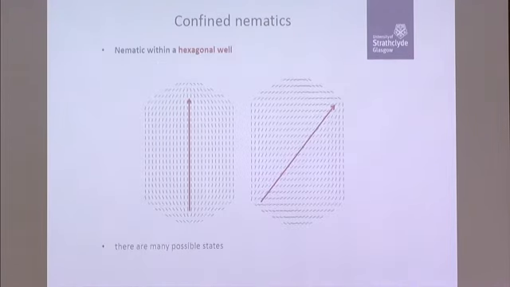We also went on to do much more complicated shapes. We don't just do squares, we can do hexagons, we can do any shape at all. There are many possible states now. Effectively, my defects, rather than just having two choices, either opposite corners or adjacent corners, I can now have them in lots of different corners.